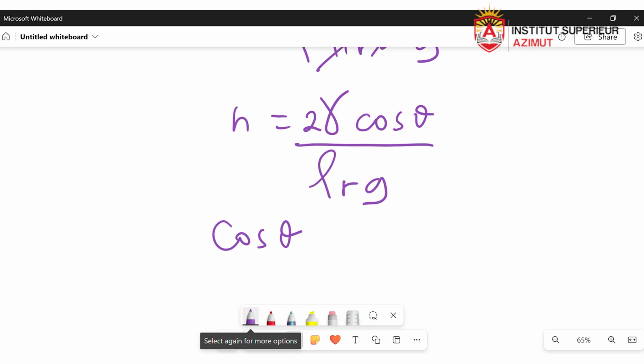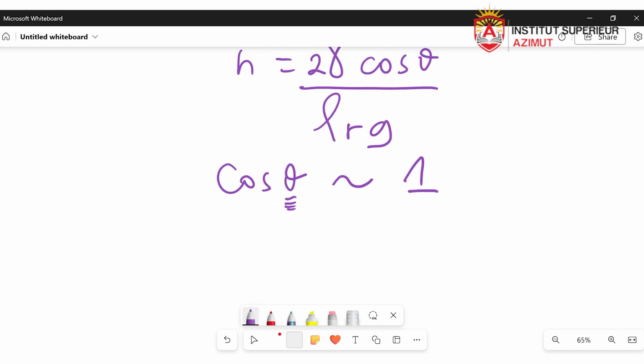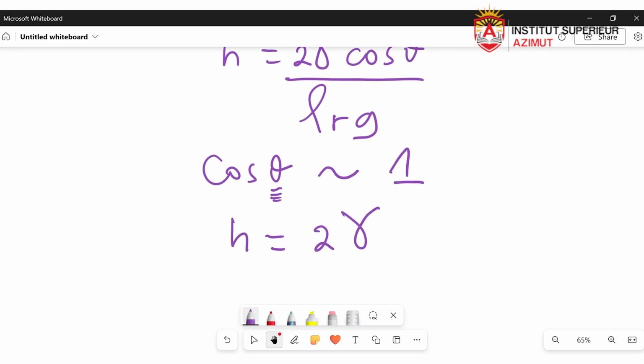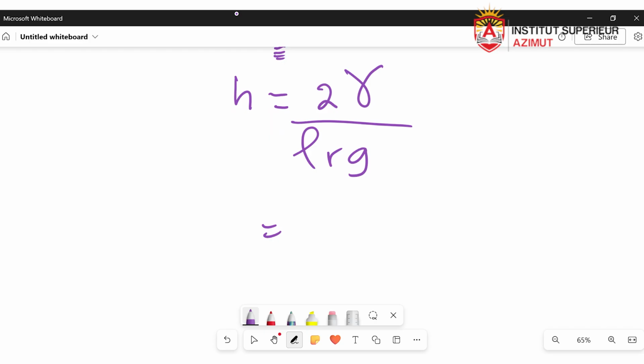Water and glass are usually in love with each other. So we expect a very small angle of contact. So a small angle of contact is going to imply cos theta being close to 1. So we can assume cos theta is 1. So the height is going to be equal to 2 gamma divided by rho rg.